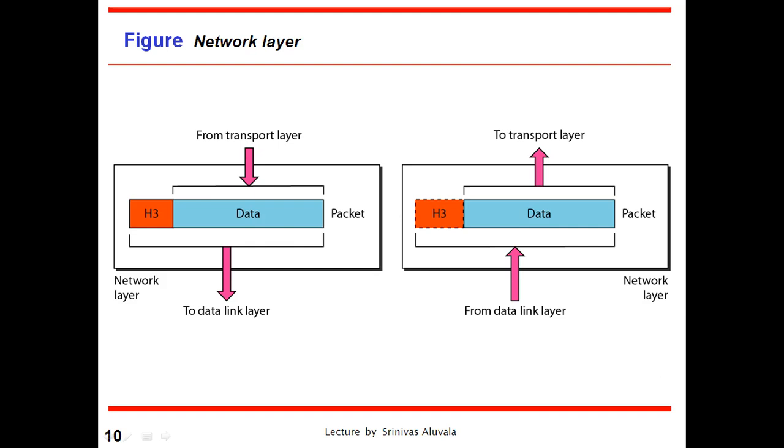Coming to routing, when independent networks or links are connected to create an internetwork or network of networks, routers route or switch the packets to their final destination. One of the functions of the network layer is to provide routing mechanisms.